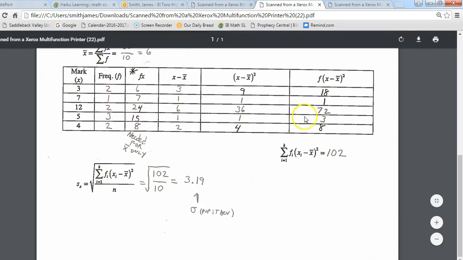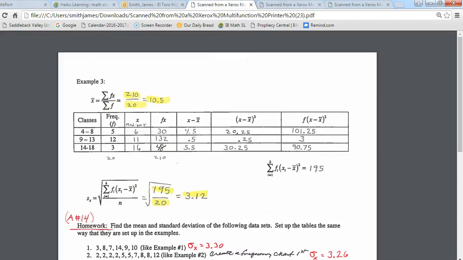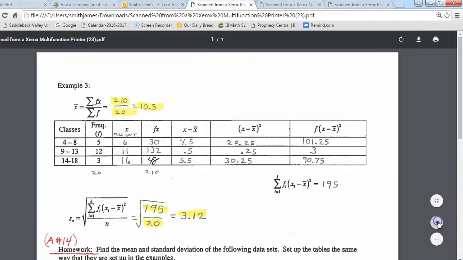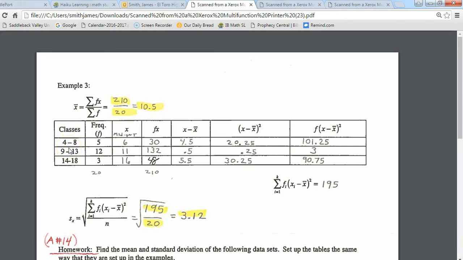And then there's one last case right here. And this is how we do it with classes. So this is the third case. I'm using the same formula. This is the same formula we've been working with all along, but it's now working with a list of classes instead of specific x values.